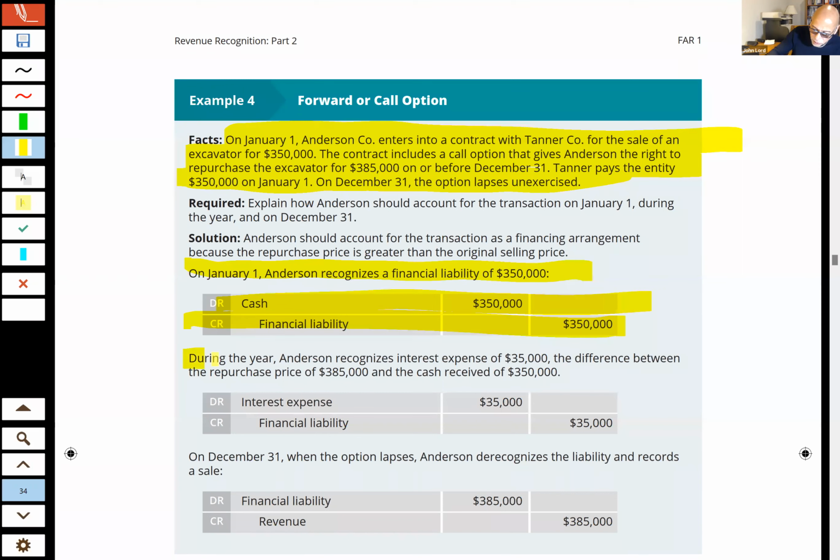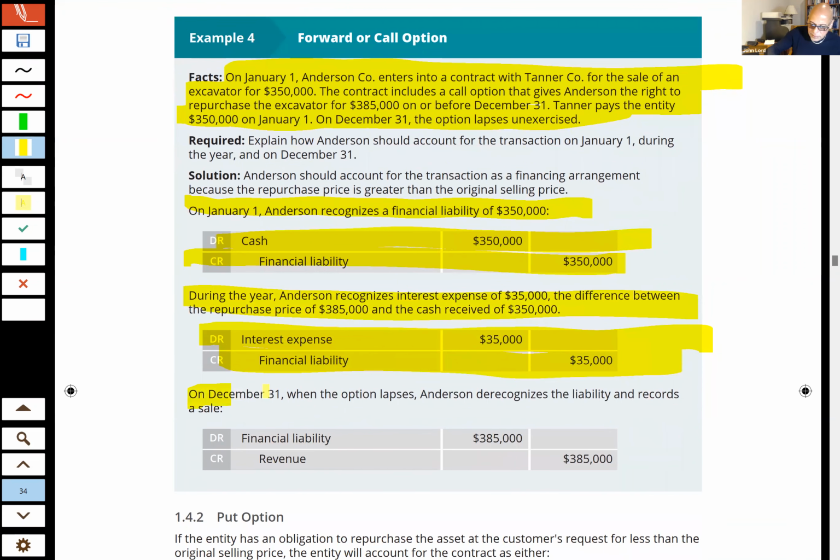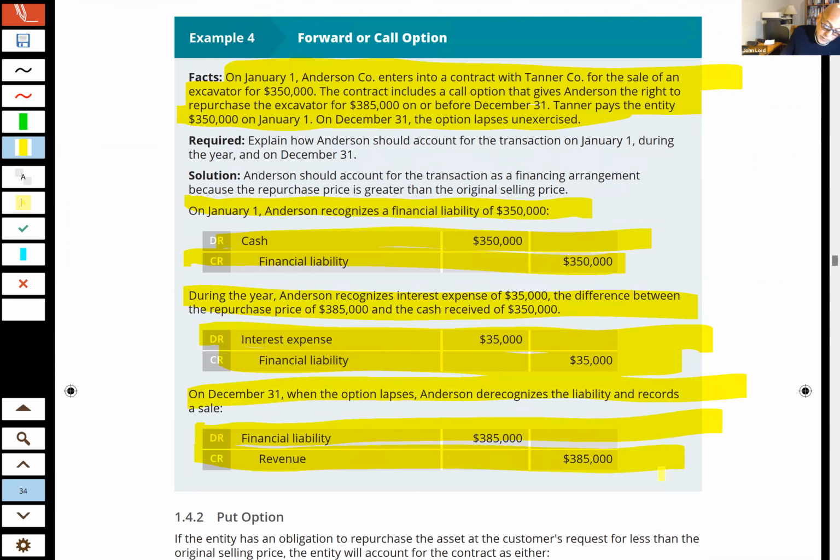So during the year, they would recognize interest expense and credit the liability for $35,000. Then when the option lapses, they debit the financial liability and credit revenue. Or if they exercise the option, they would have to credit the cash for this financial liability, because essentially they're buying that thing back.